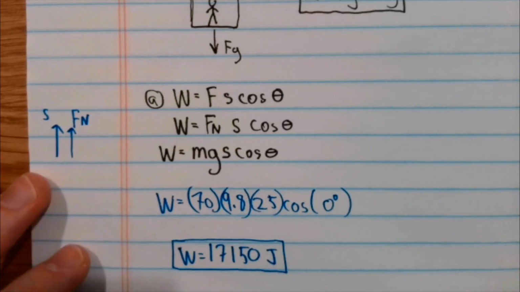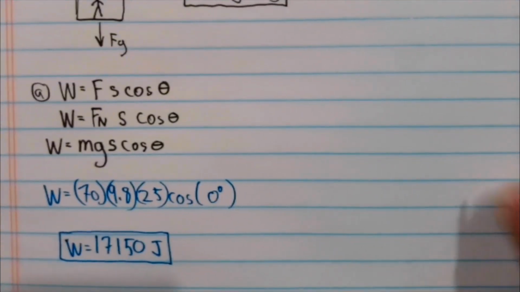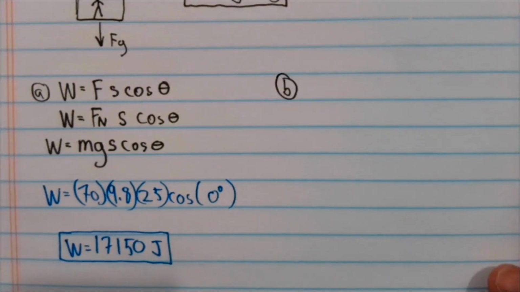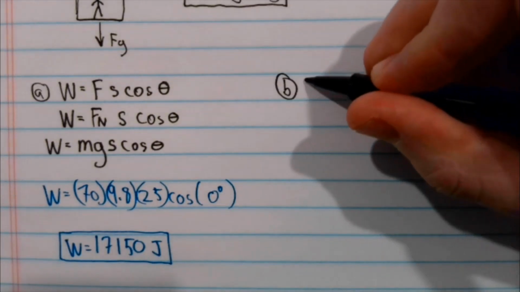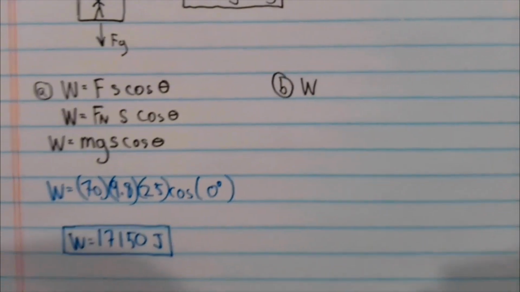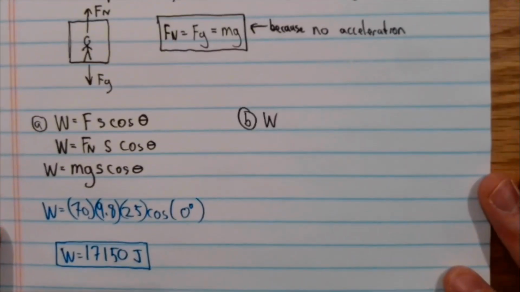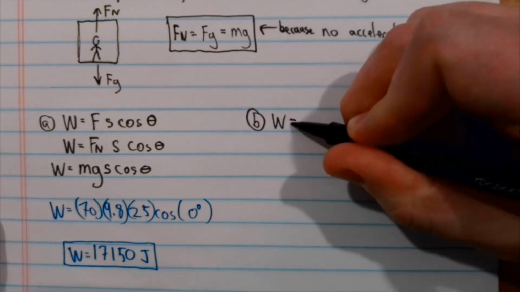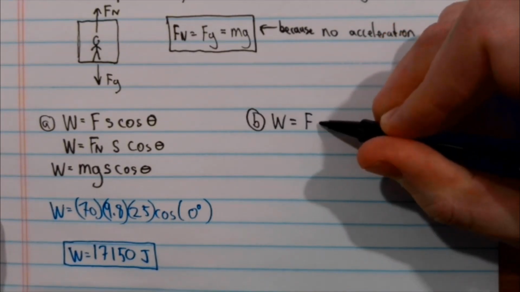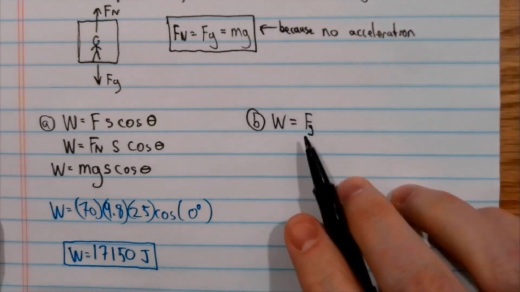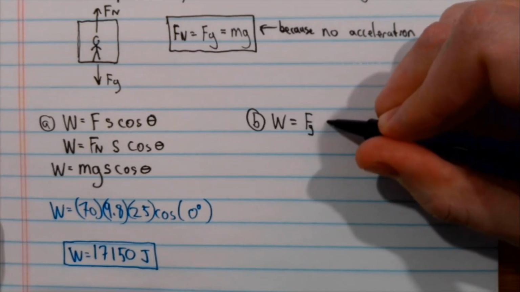Okay, let's look at part B. Same equation, of course. We're supposed to calculate the work done by gravity in part B. I can just show the picture. We want to find the work done by gravity. So work equals F times, you know what, I'm going to write Fg, because that's the particular force that we're talking about here.